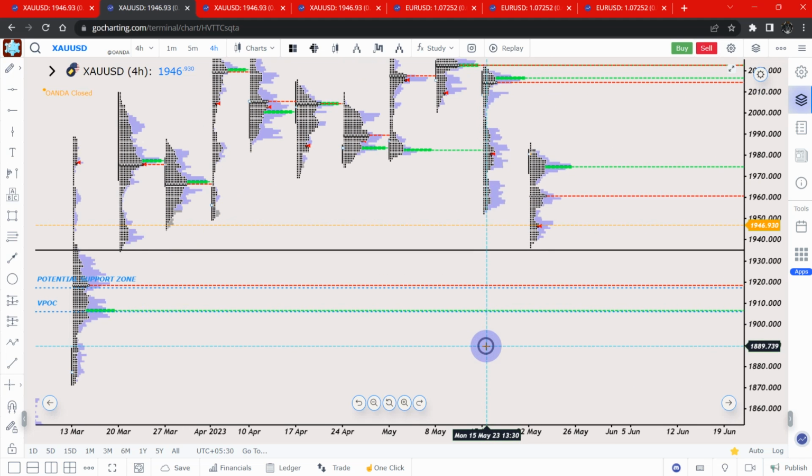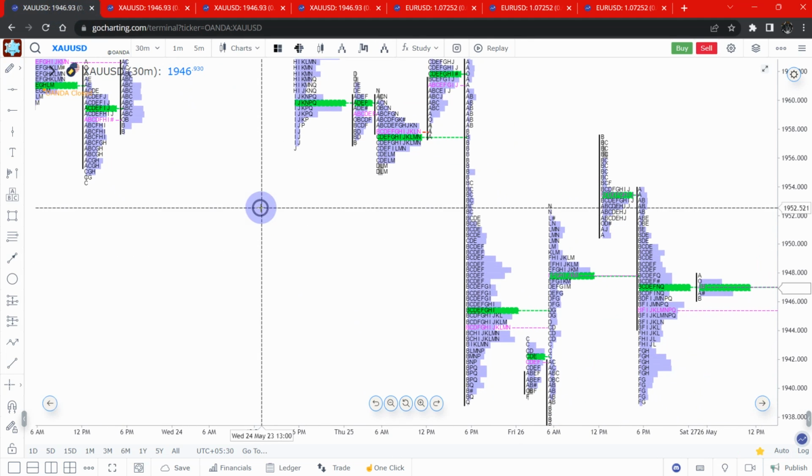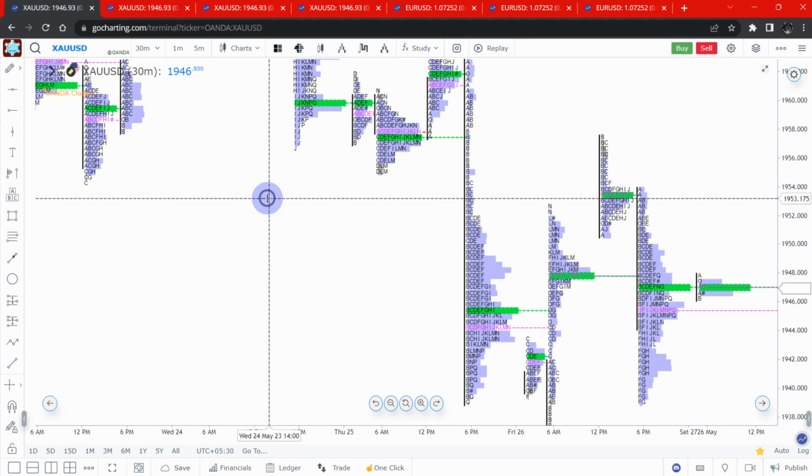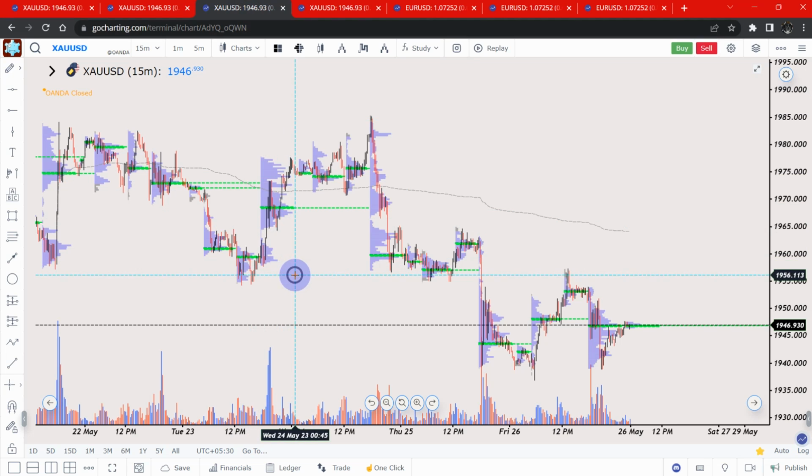So this is with respect to the weekly profile that we have. Now we move into the daily profile. Before we go into the daily profile, let's try and find some zones which are in confluence with market profile on the volume profile chart. So this is a 5-minute chart. Okay, I'm sorry, 15-minute chart.